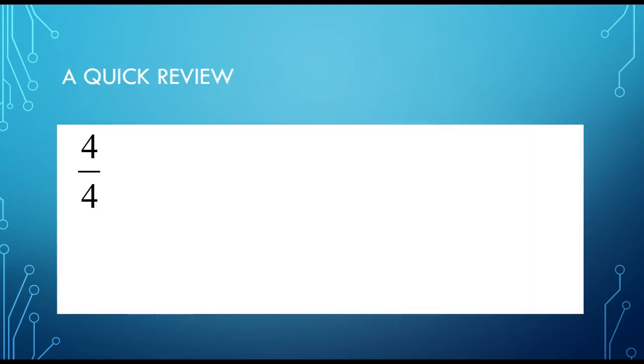So let's look at a quick review. 4 over 4. We know that 4 over 4 would simplify to 1 over 1, and it looks like we're crossing them out, but actually that's just 1 over 1. And 1 over 1 simplifies to 1.